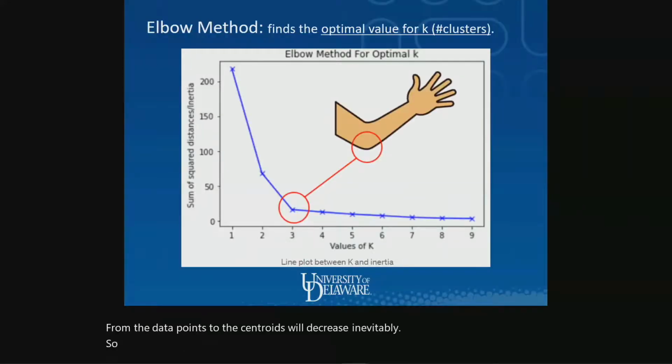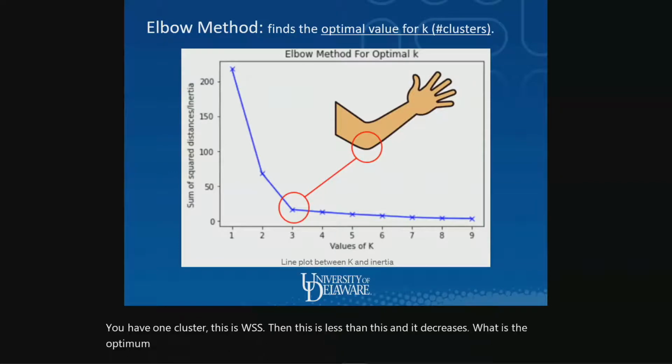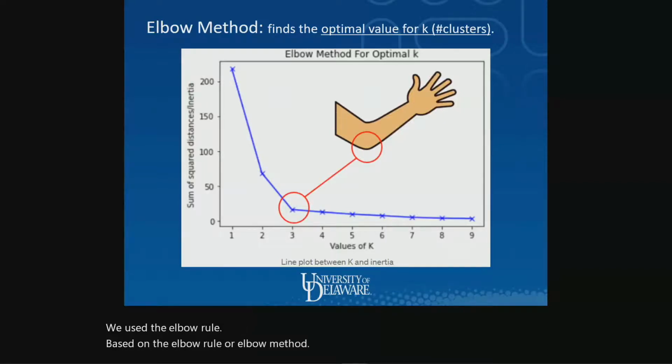So it's like this, you see? We have one cluster, this is WSS, then this is WSS, then this, and it decreases. What is the optimal number of clusters? We use the elbow rule. Based on the elbow method, the point at which the slope of the diagram changes sharply or changes the most, that's where we have the optimal number of clusters.